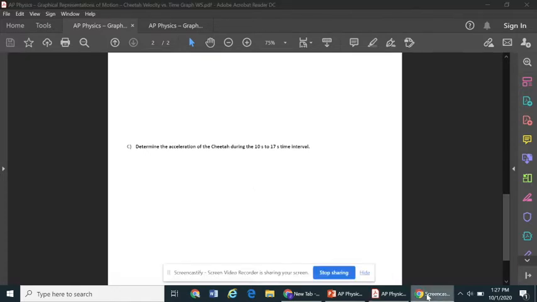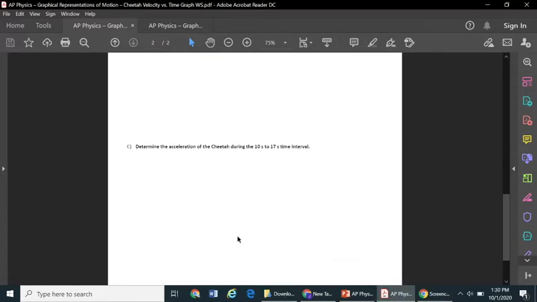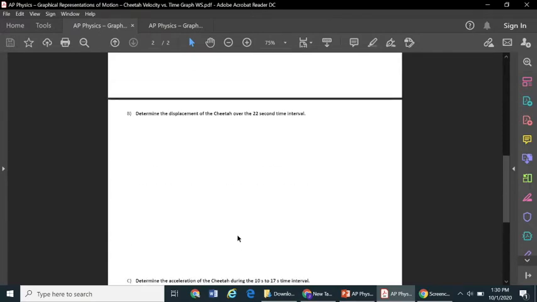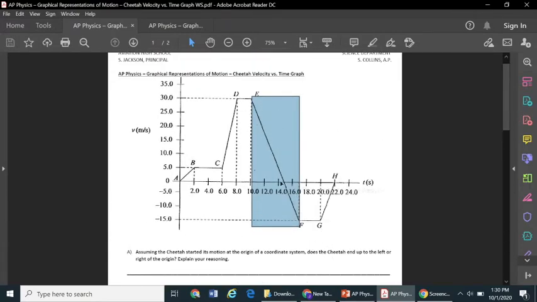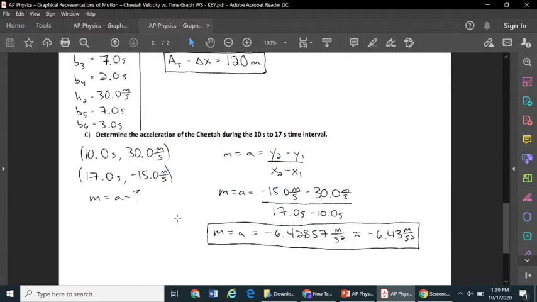All right, so part C asks you to find the acceleration during the 10-second to 17-second time interval, so that would be this line here from E to F, and your work should look like this. So just to explain what I was saying before, when the day comes where you will have a graphing test, the test is going to assess your ability to use graphing skills. And so obviously, while you can find the acceleration using the acceleration formula, I want you here to show the work using the slope equation.